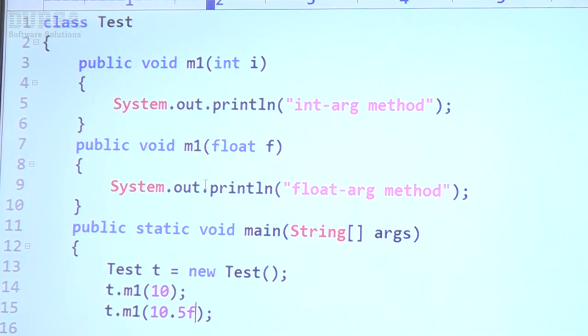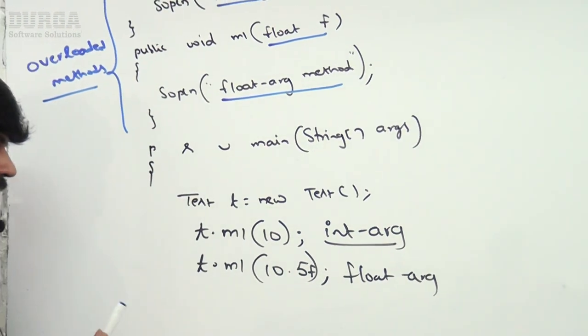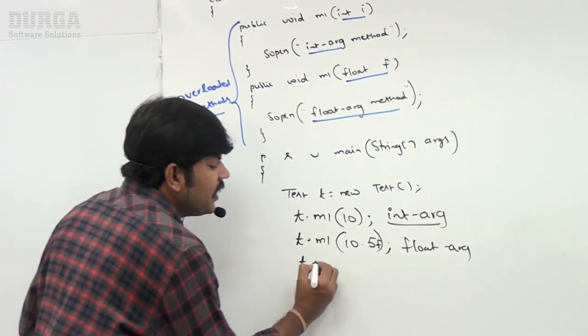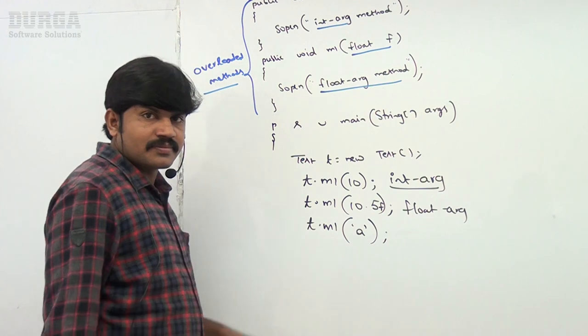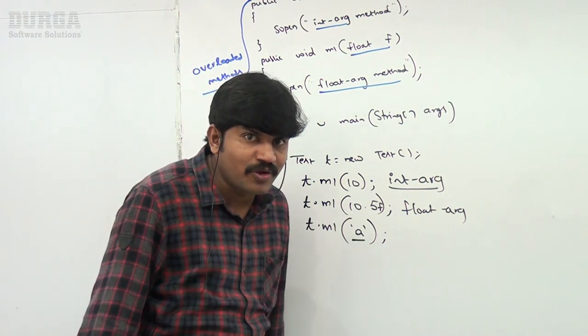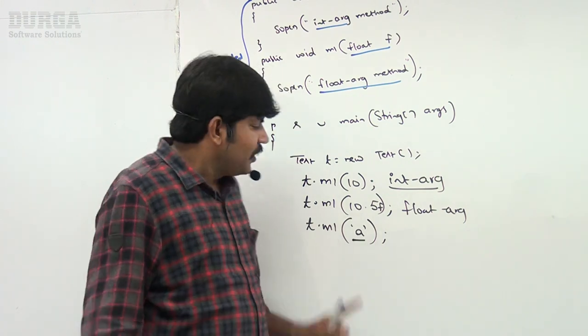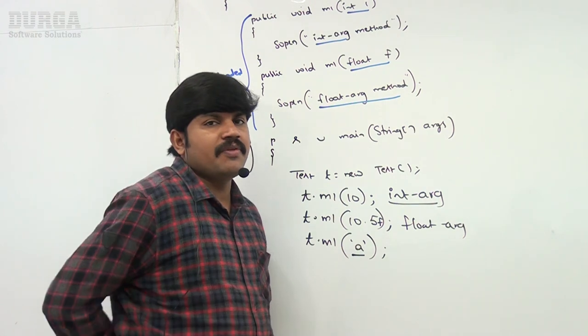Now the next point you should be aware of is very, very important. Observe carefully. If I take t.m1('a'), 'a' within single quotes is what type? Char type. Can you please tell me, for t.m1 of a char type, which method will get the chance now?